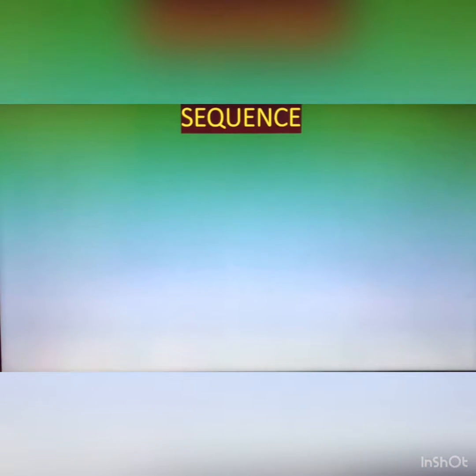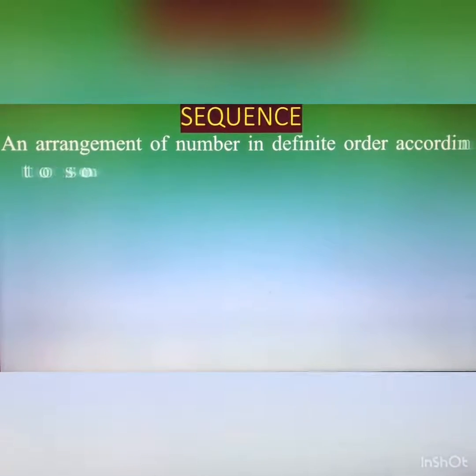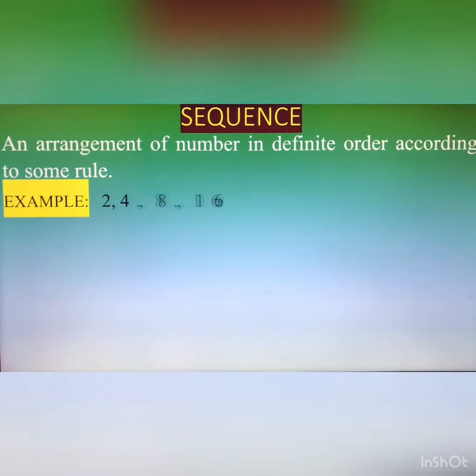Geometric progression. So first of all, I want to tell you about the sequence. What do you understand by the sequence? An arrangement of numbers in definite order according to some rule, that type of arrangement is called a sequence. For example, 2, 4, 8, 16, 32. Each number is multiplied by 2, that is, double the previous number. So this is connected by a definite rule, and this arrangement is known as a sequence.